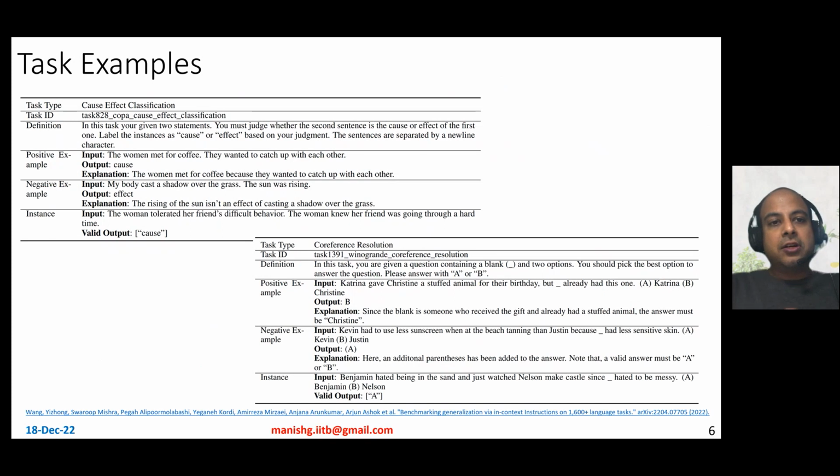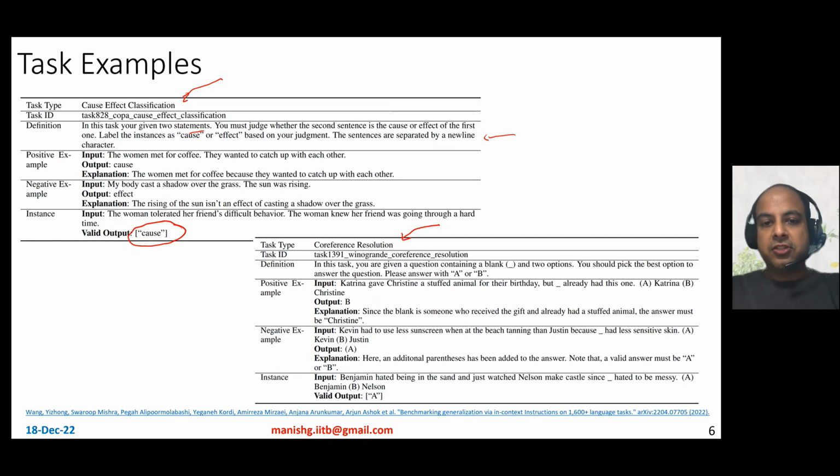Here are other examples. Cause effect classification is a task. Here, the idea is that you are given 2 statements, and the model must judge whether the second sentence is the cause or effect of the first one. So label the instance as cause or effect based on your judgment. Sentences are separated by a new line character, right? So essentially, the model is supposed to predict cause or effect.